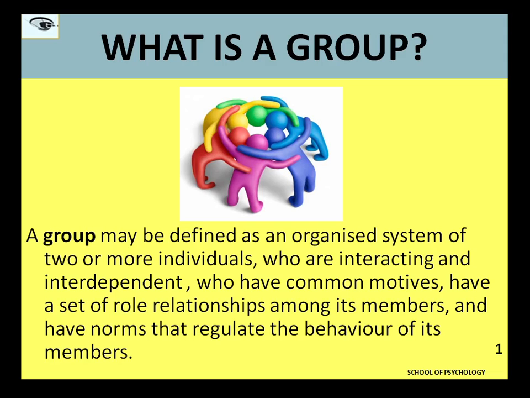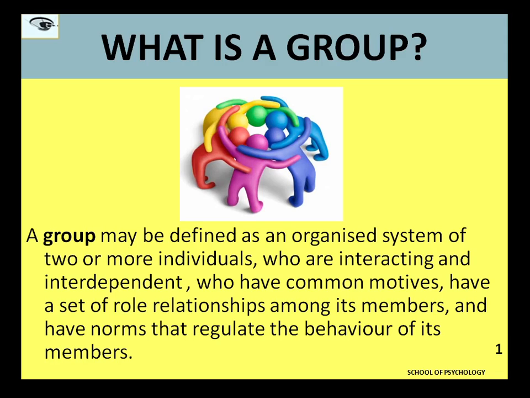So, when we talk about a group, it is actually an organized system of two or more individuals. So essentially, in a group, there can be two people or there can be more than two people who are interacting with one another, and of course, they are interdependent, which means that they are entirely dependent on one another. They do have common motives and they do have a set of role relationships, which means they all have their roles to play. And of course, they have certain norms which, in a way, regulate their behavior.